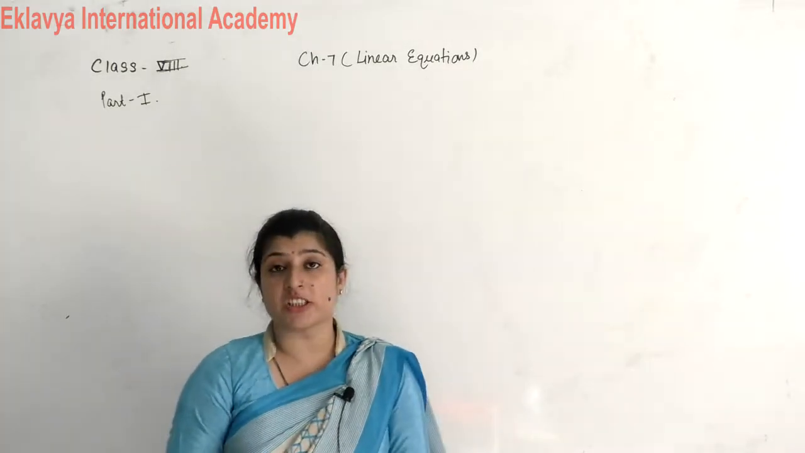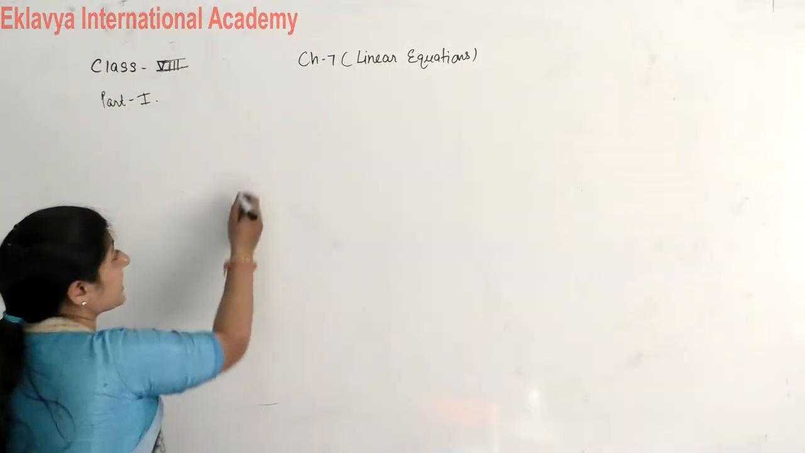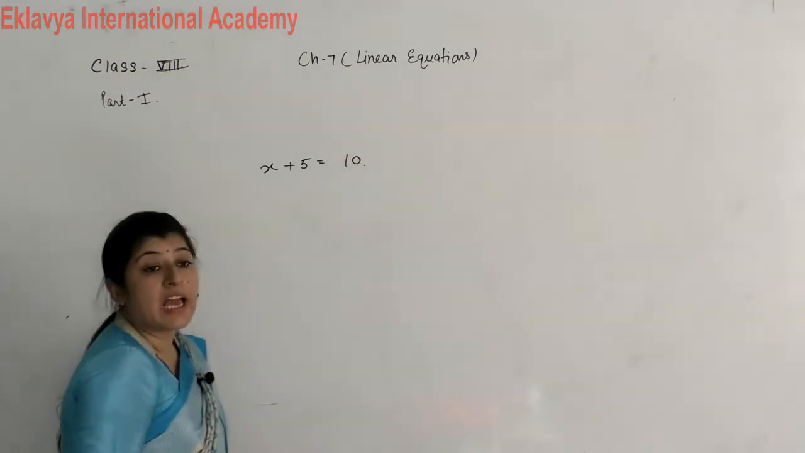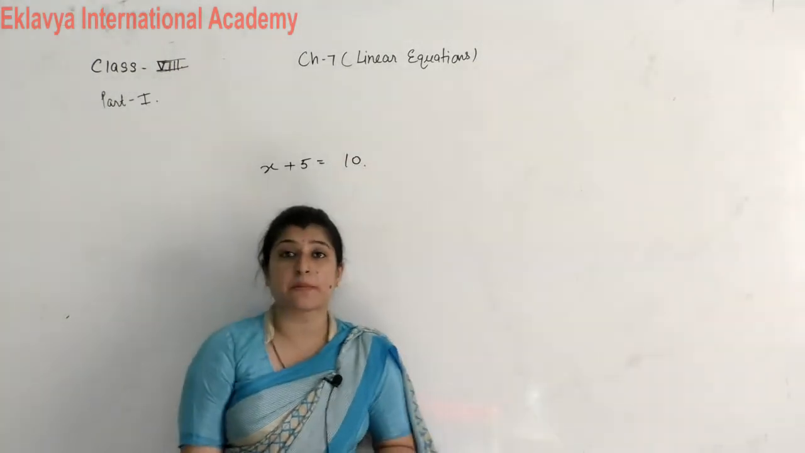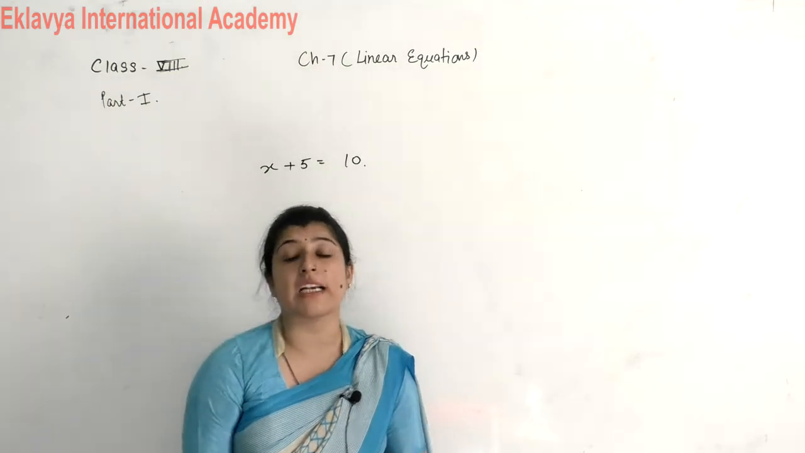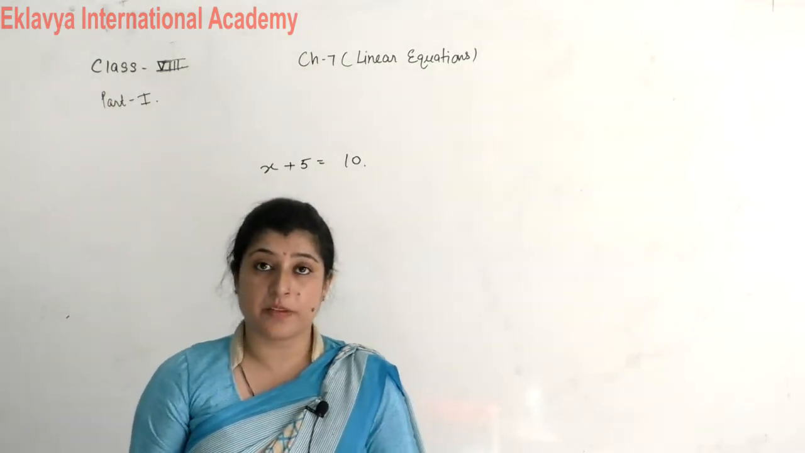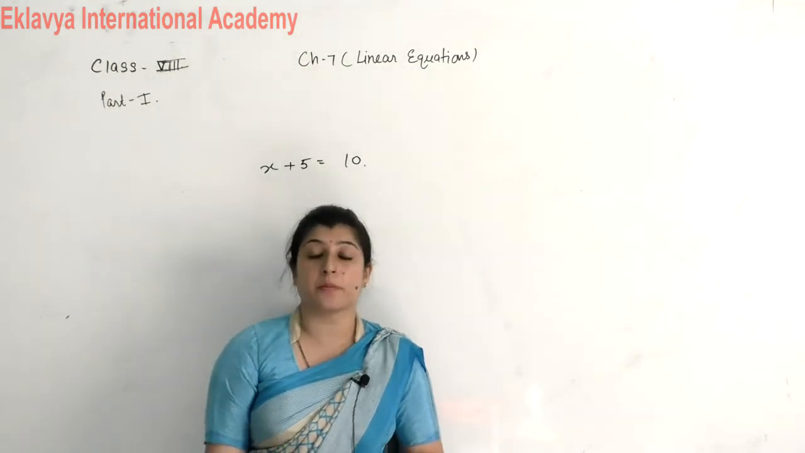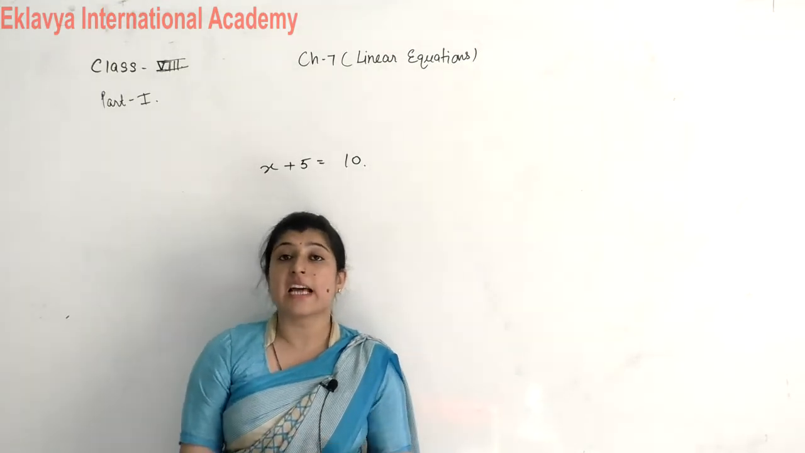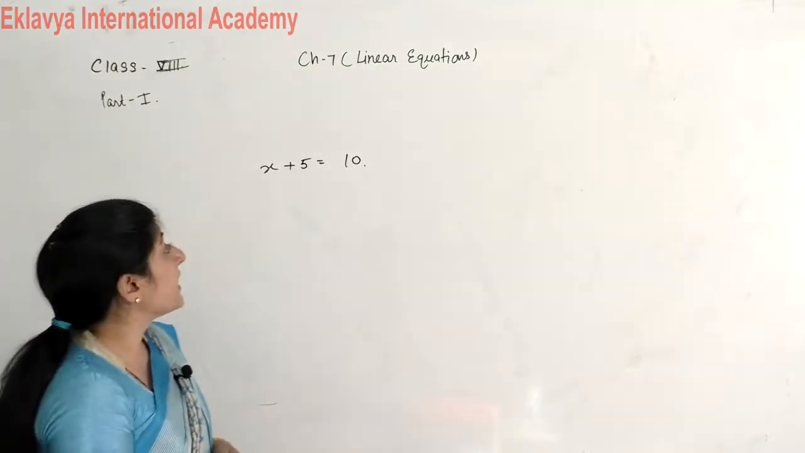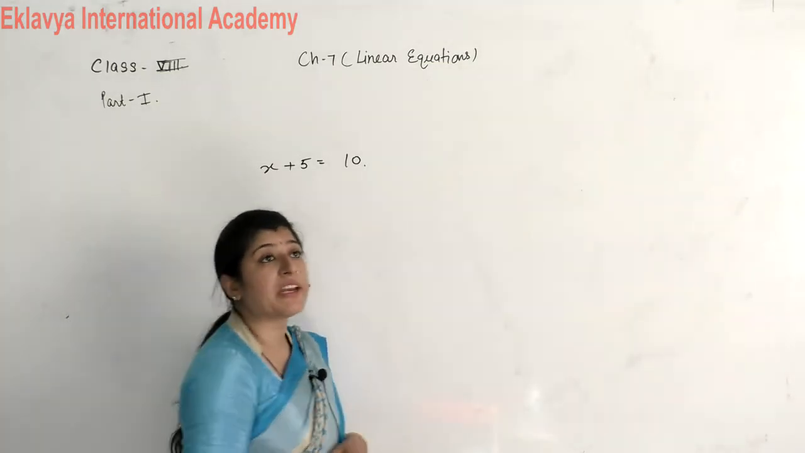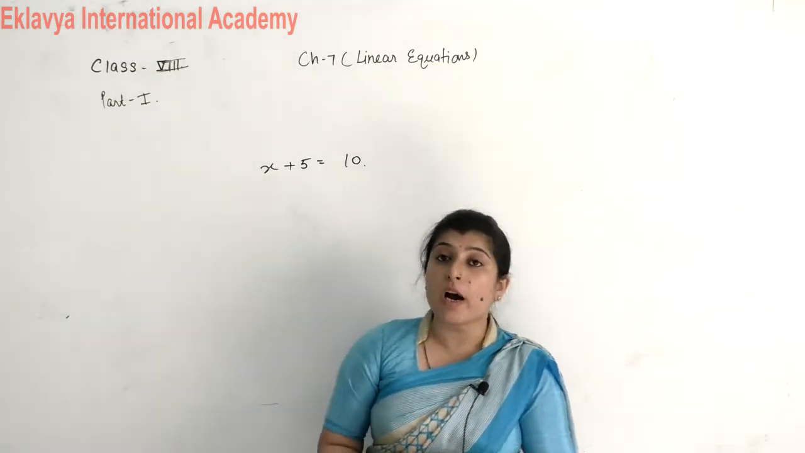What is an equation? It is any algebraic expression, suppose I write x plus 5 is equal to 10. Any algebraic expression which shows the relation of equality is called an equation. कोई भी algebraic expression अगर equality को show करता है then it is called an equation. Linear equation का मतलब है वहाँ variable की power 1 है.